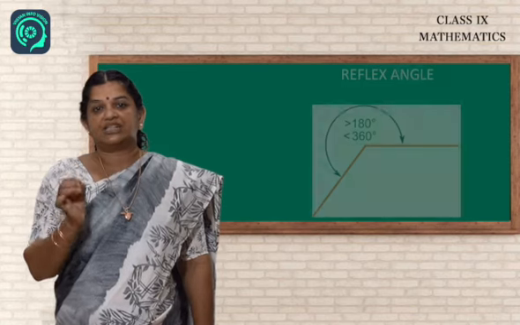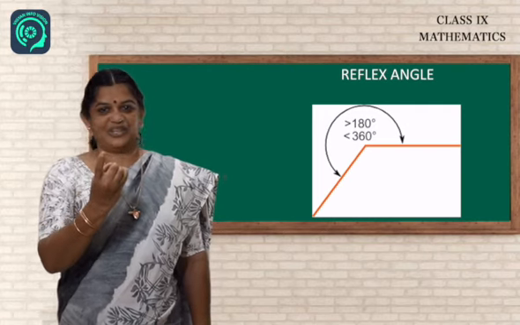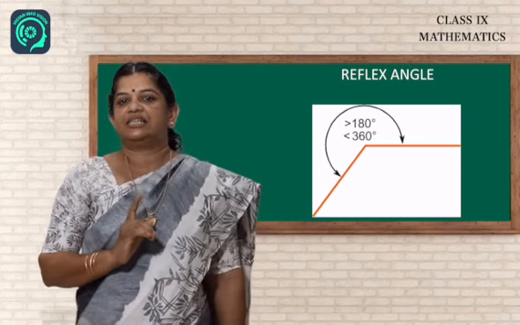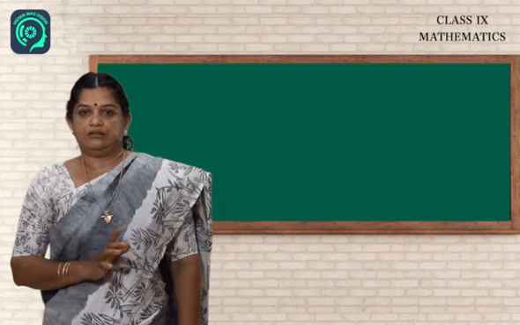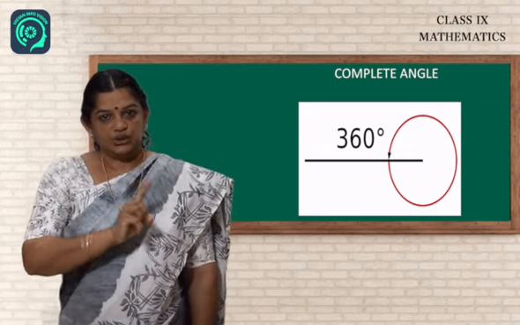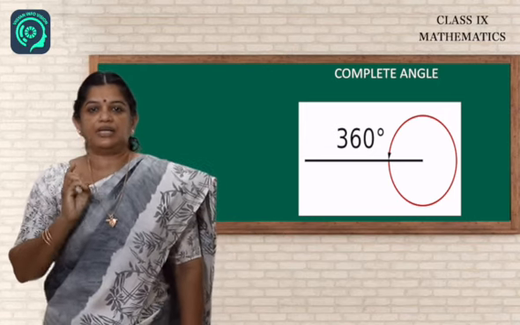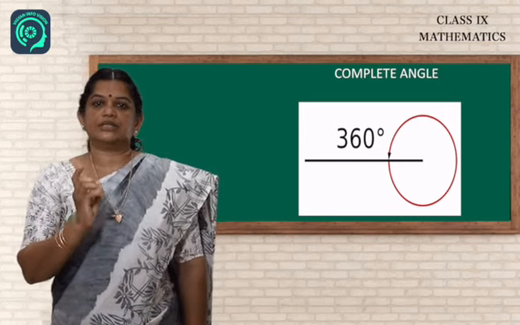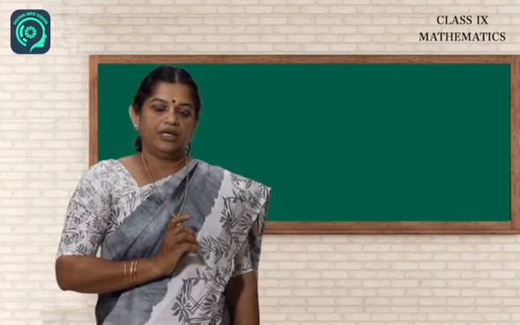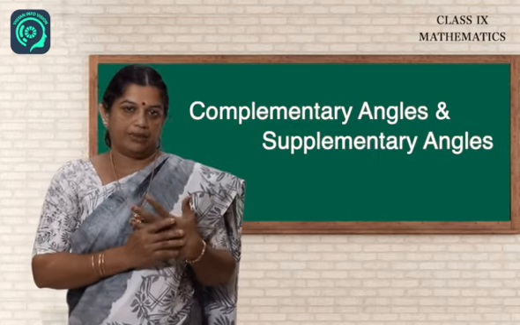Okay. Next one is reflex angle. What is meant by a reflex angle? Yes, very good. An angle whose measure is greater than 180 and less than 360 is called a reflex angle. Complete angle, that means what? It forms a circle, isn't it? So, what is the complete angle? 360 degrees. The definition of a complete angle is an angle whose measure is 360 degrees, we call that a complete angle.